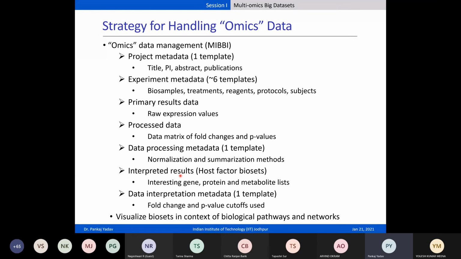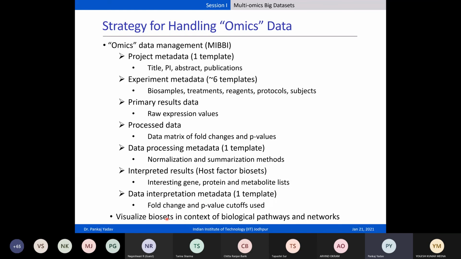And then you need to have interpretation of the results, right? So you need to say which genes are interesting, which proteins are interesting, and metabolites, and so on. So we need to have some biological interpretation of the results. And then you can have this interpretation even on the metadata. So you can say how we interpret the fold change, how we interpret the p-value cutoff, and what other measures can be used, or can help to interpret our data.